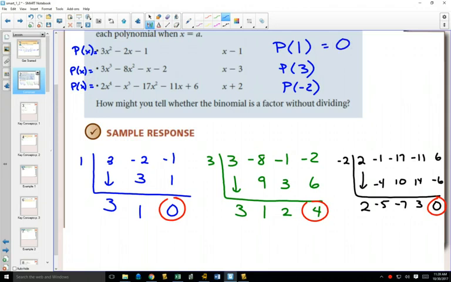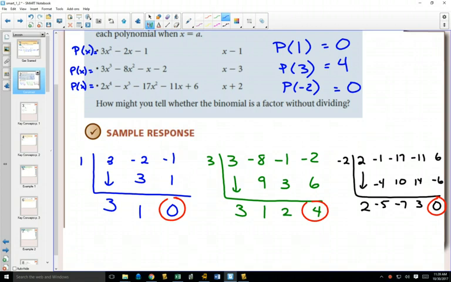0. Plug in 3 into this equation, 3 times 27 minus 8 times 9 minus 3 minus 2, and what do you get? 4. And plug in negative 2 into this last equation, simplify it, and what do you get? 0. What do you notice about those answers? They're the same as your remainder.